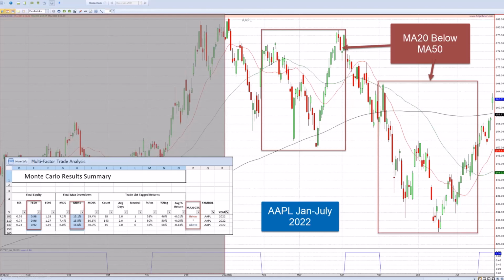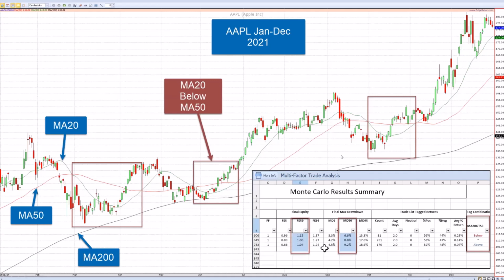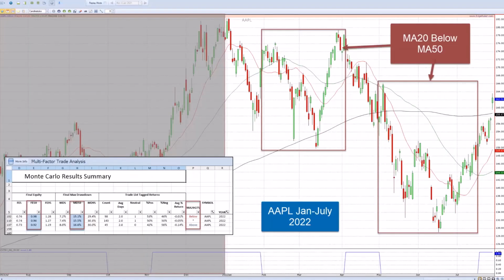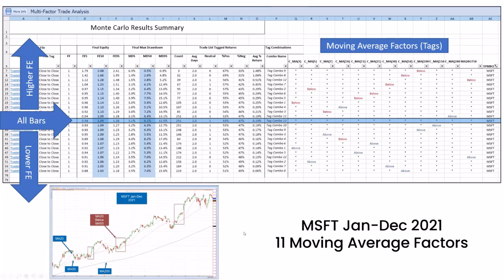And if we go back, you maybe want to check out the middle line from the Apple trade January to December. The middle line was 1.06 if you traded every single bar. But if you just cherry pick the bars where the 20 was below the 50, then you had a 1.15. So those were definitely better bars to be trading. Okay, so we took a look at that.